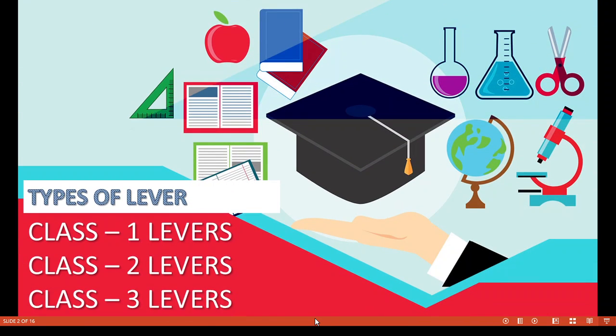So, in this class, we are going to discuss the different types of levers. There are three types of levers. First one is class 1 levers, second one is class 2 levers, and finally class 3 levers. Depending upon the position of the fulcrum, that is the pivot, the effort and the load, they are classified into three types.